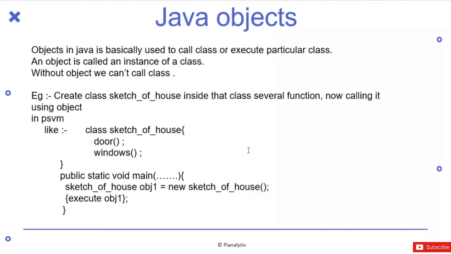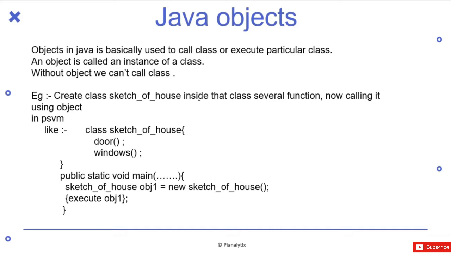So as I told you, we are going to create an object. I have not created any object here, but we are going to create an object for that purpose also. It's basically used to call a class or execute that class. An object is also called an instance of a class. Without an object we cannot call a class. Always remember that to call the class we have to use an object.